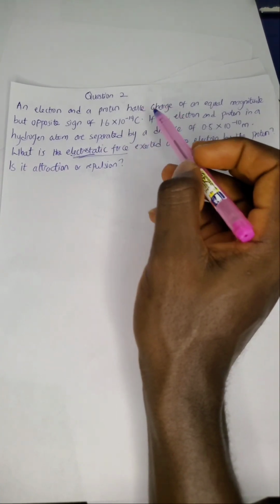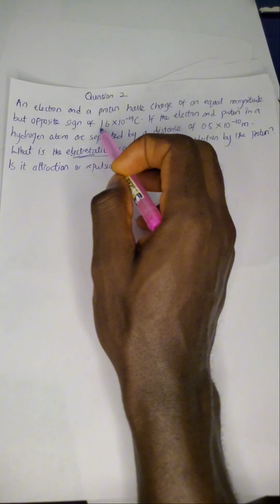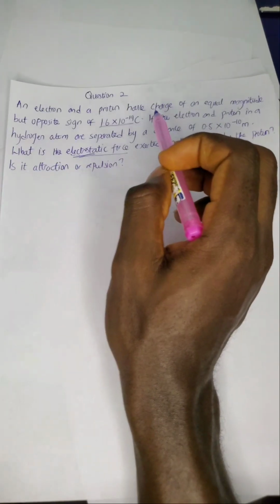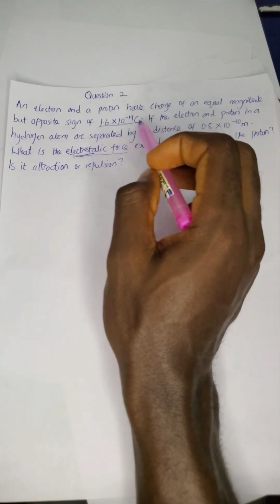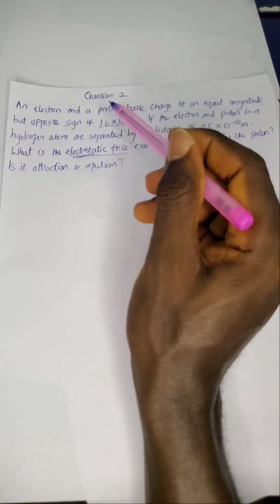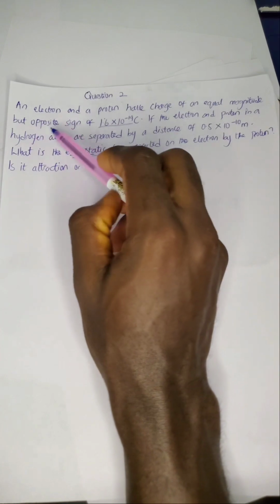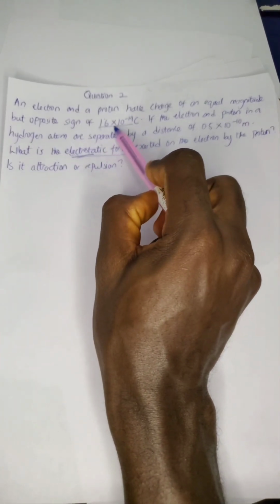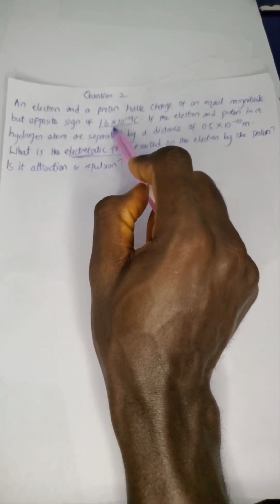They gave us the charge. The charge of the electron is 1.6 times 10 to the minus 19, and the charge of the proton is 1.6 times 10 to the minus 19, according to the question. An electron and a proton have charge of an equal magnitude, but opposite sign, of 1.6 times 10 to the minus 19 coulomb. Each one of them has this particular charge, but with opposite sign.